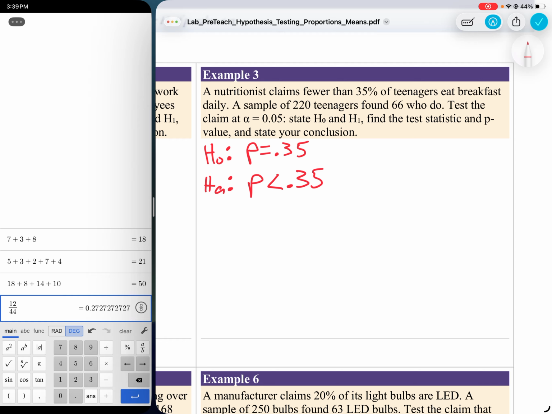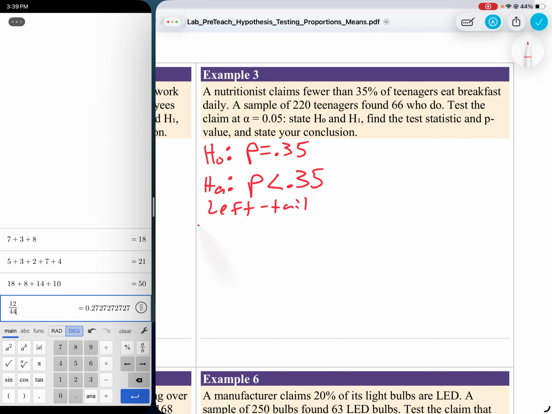And since it's a fewer problem, we're going to use the left less than sign. And whenever we use the left less than sign in an alternate hypothesis, we are going to be doing a left-tailed test. Because we want to find out, is it actually more likely that the proportion of teenagers who eat breakfast is less or lower than what we think is true, 35%.